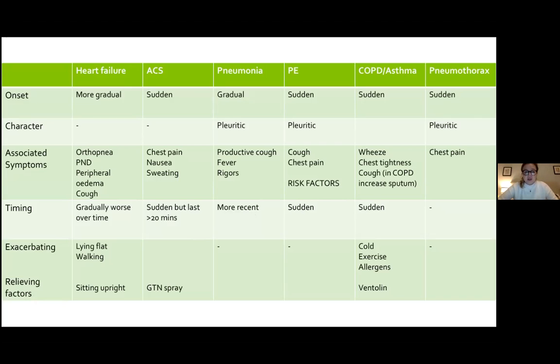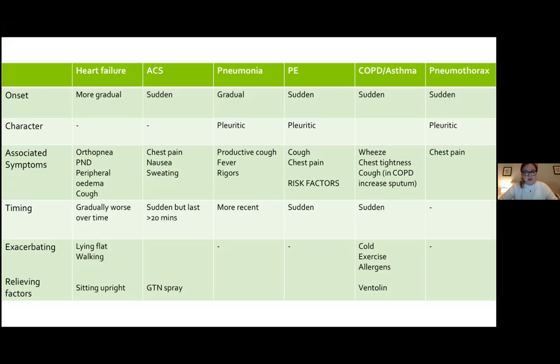The sudden causes of shortness of breath are going to be your ACS, your PE, your COPD, your asthma, and your pneumothorax. You also want to ask, what were they doing at the time they got short of breath? Is it on exertion mainly, or do they just have it at rest as well?